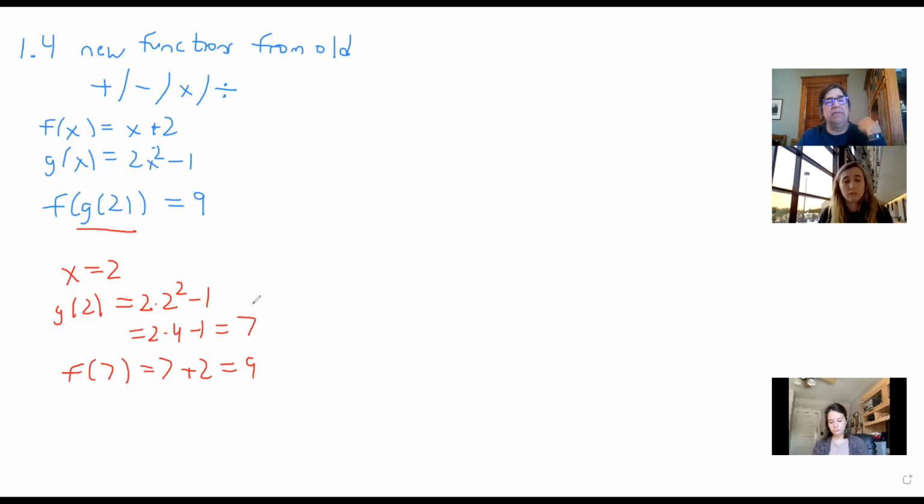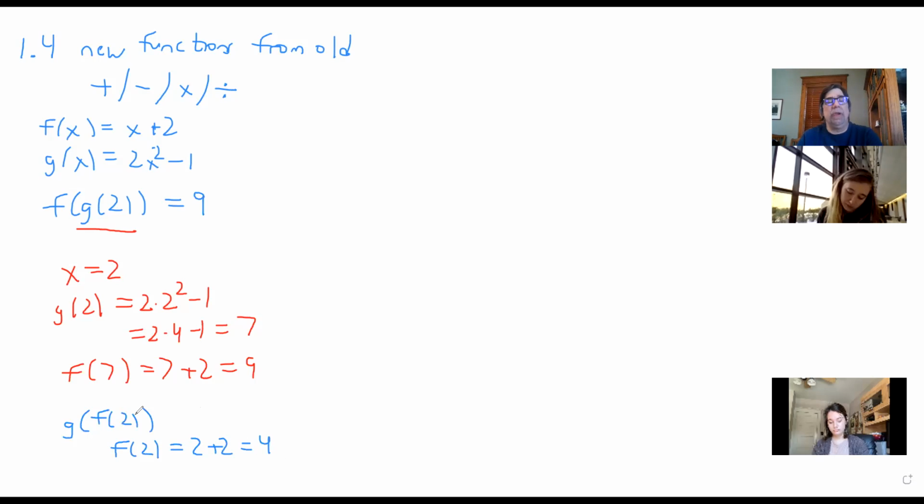So it's a two-step process. What do you do first? What do you do second? If I switch the order of the functions, do you think the answer will be the same? Possibly, but if you've done enough of these problems, I think you'll know that in general, this is not going to be true. So f of 2 is equal to 4.